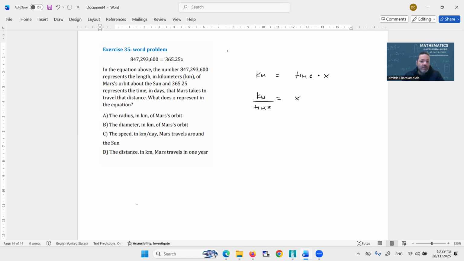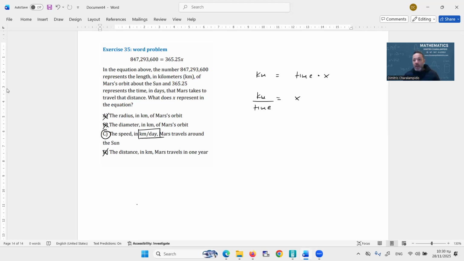No. Is it the radius of Mars's orbit? No. The diameter? No, because these are all measured in lengths. They should have been measured in just kilometers. But here we have kilometers over time. So this is what speed actually is, the speed in kilometers over day. So kilometers over time. The right answer for this would be C, but keep in mind the trick I did.